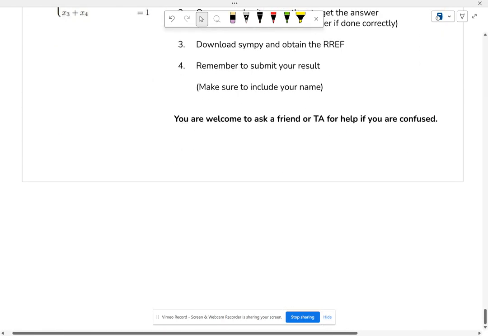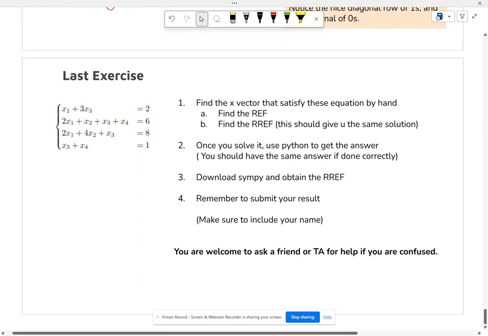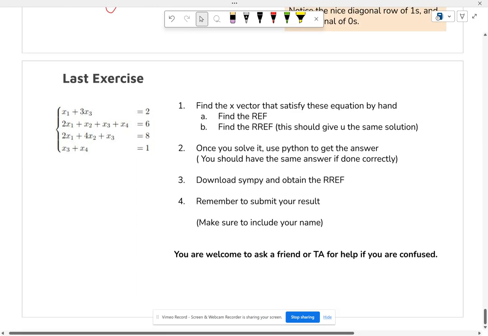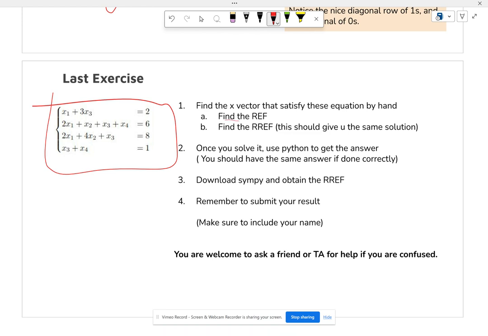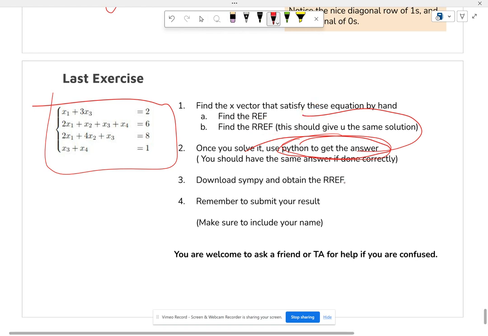Okay. Final exercise, and that's it. Take a look at this. Pause the video. Make sure you can solve this by hand, find the REF, and find the RREF, which give you the solution. Then use Python to get the answer. Whatever you get from Python should match whatever you solve by hand. If it doesn't, there's a problem. And once you have the solution X, you can always plug X back in and multiply by the original matrix, and that should give you Y.